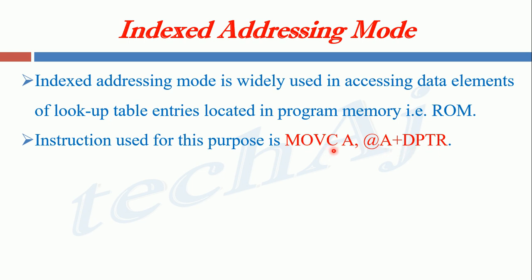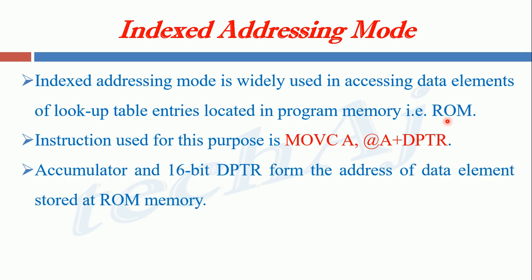The C indicates this move instruction is related to the code memory. Code memory is nothing but our program memory, ROM. Accumulator and the 16-bit DPTR form the address of the data element stored in ROM memory. So this accumulator and DPTR will perform the addition and find the address. From that location, the data is copied into the accumulator.